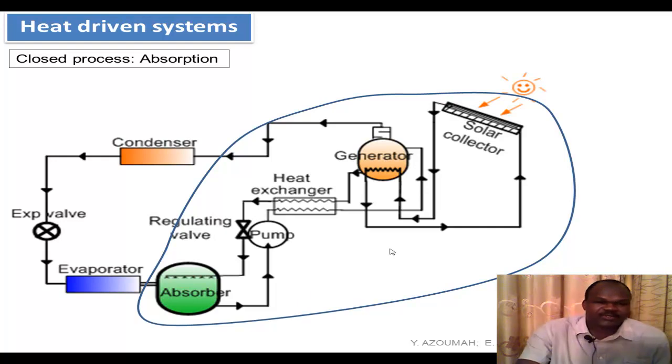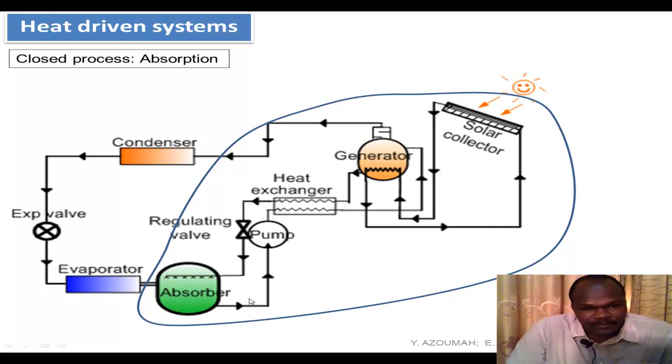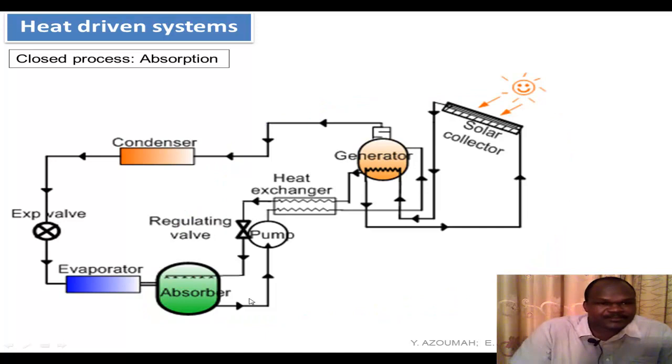So it looks bulky, but that is how it is. It's like the compressor, and then you have the condenser, expansion valve, evaporator. So all these systems, the solar system here, replace the compressor in the conventional vapor compression system. And I'll explain how it works.